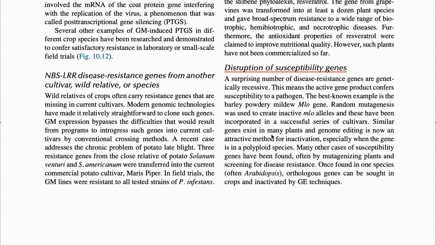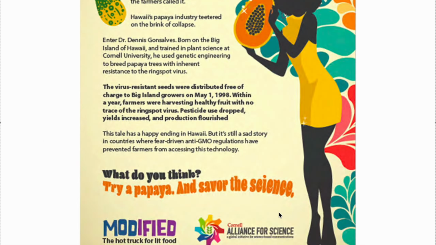Similar genes exist in many plants and genome editing is now an attractive method for inactivation, especially when the gene is in a polyploid species. Many other cases of susceptibility genes have been found, often by mutagenizing plants and screening for disease resistance. Once found in a species, orthologous genes can be sought in crops and inactivated by GE technologies.